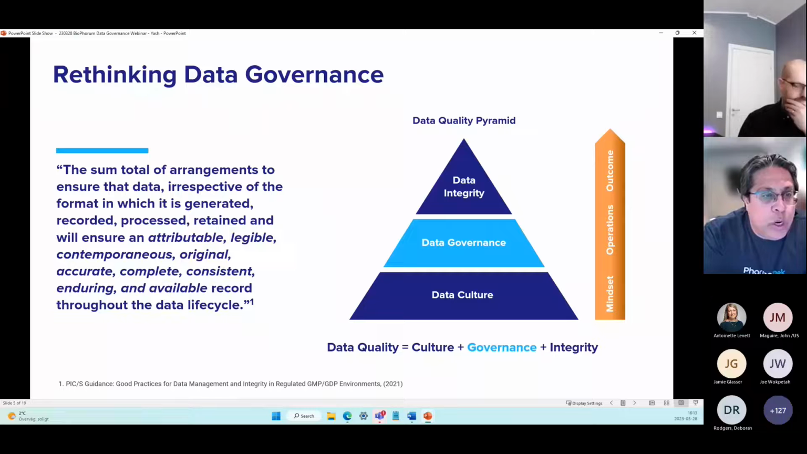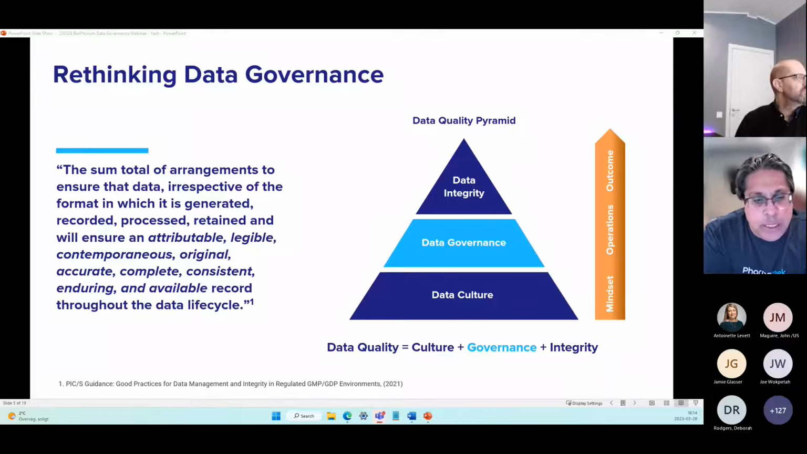So one of the first objectives we undertook as part of this conversation was to ask, do we need to rethink data governance? We seem to think about some of these different elements of integrity and governance almost as separate issues. If you think about what the PIC/S guidance, released in 2021, says, it defines data governance as the sum total of arrangements to ensure that data, regardless of what formats it's generated in, will be attributable, legible, contemporaneous, original, all these adjectives that are really a recitation of the ALCOA framework.